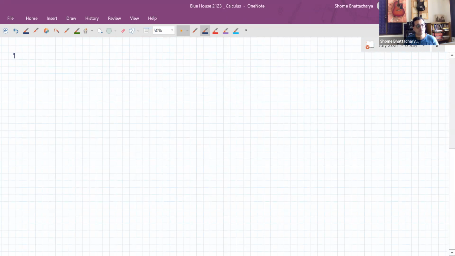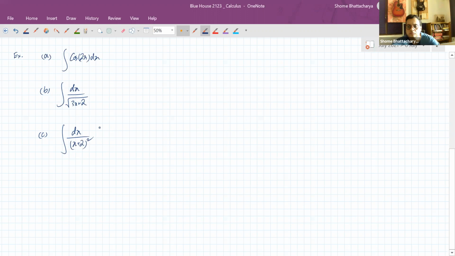Okay. So that is what we have to get used to doing, to apply the formula directly. Okay, so let's look at some examples. So now you work these out yourself. Okay. So integration of cos 2x, integration of 1 upon square root of 3x plus 2. Okay. So just try this out.